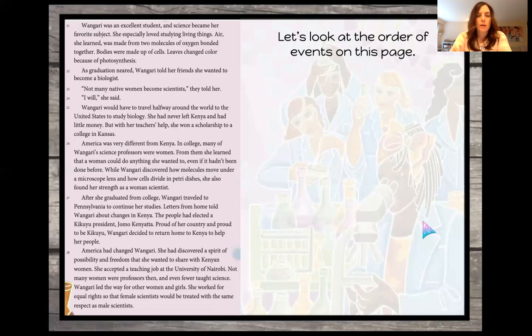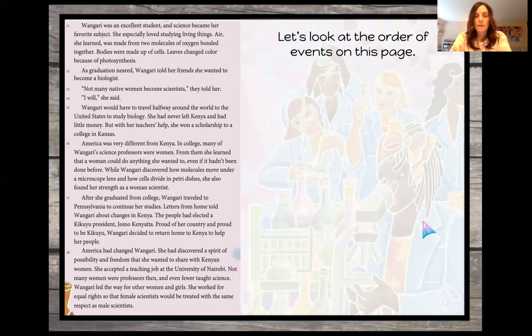Letters from home told Wangari about changes in Kenya. The people had elected a Kikuyu president, Jomo Kenyatta. Proud of her country and proud to be Kikuyu, Wangari decided to return home to Kenya to help her people. America had changed Wangari. She had discovered a spirit of possibility and freedom that she wanted to share with Kenyan women. She accepted a teaching job at the University of Nairobi. Not many women were professors then, and even fewer taught science. Wangari led the way for other women and girls. She worked for equal rights so that female scientists would be treated with the same respect as male scientists.